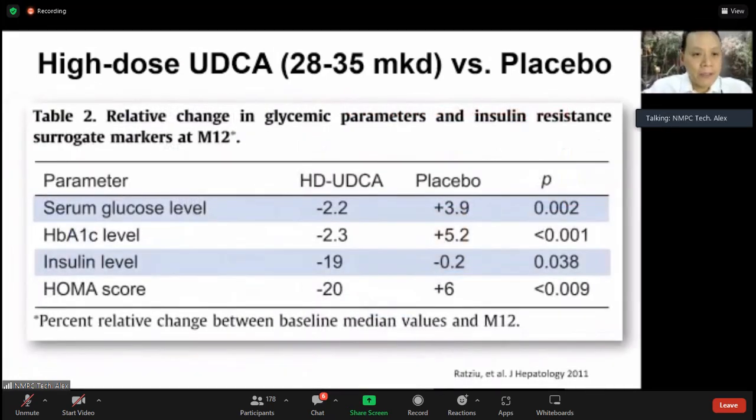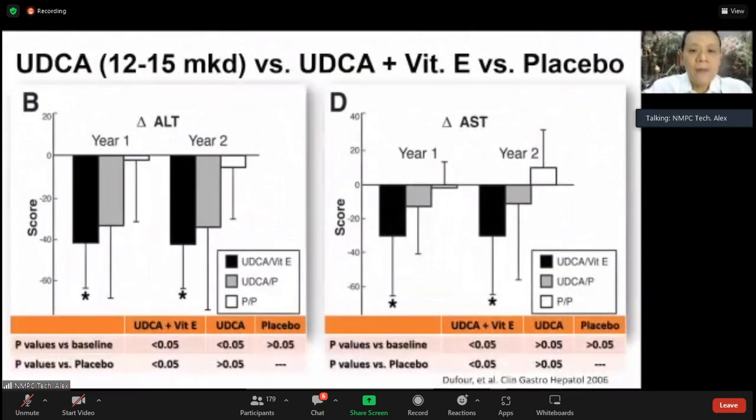Now, I will skip this in the interest of time. Now, you might ask, what if I don't want to give a higher dose of UDCA? Can I give a lower dose of UDCA? This next study tries to answer that question.